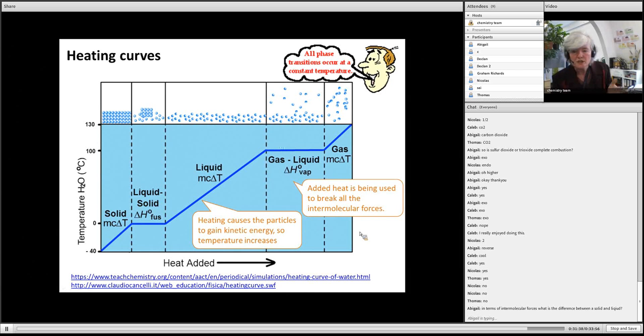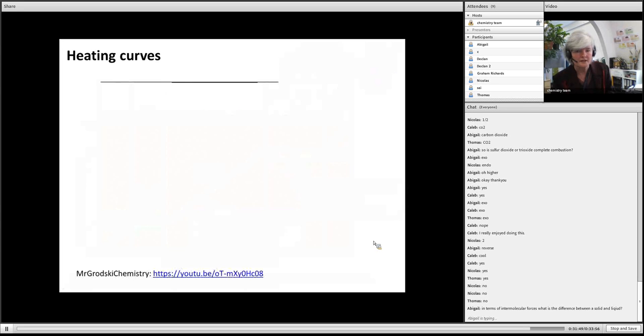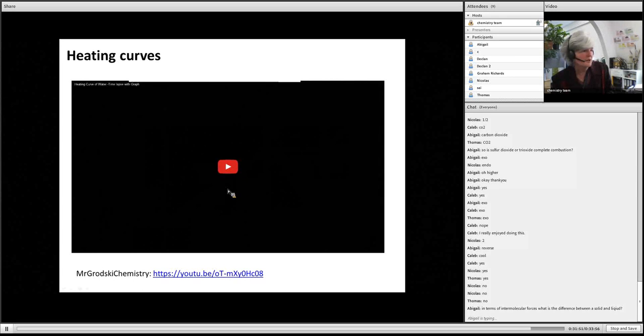So Abigail, in terms of intermolecular forces, there are more intermolecular forces in a solid than in a liquid. That's the difference. Okay, so here's an example, and you can look at it.